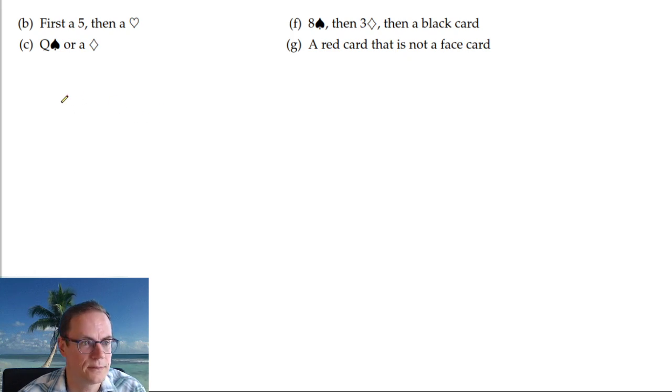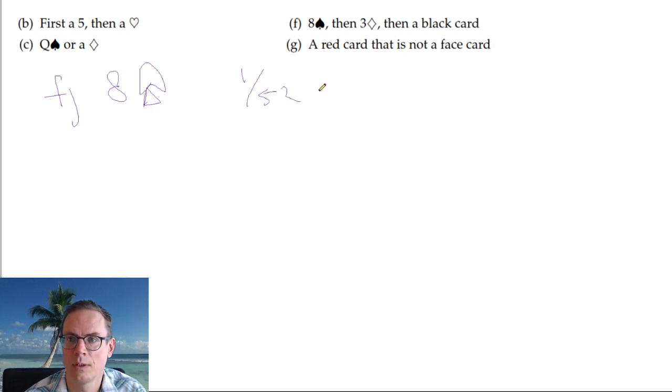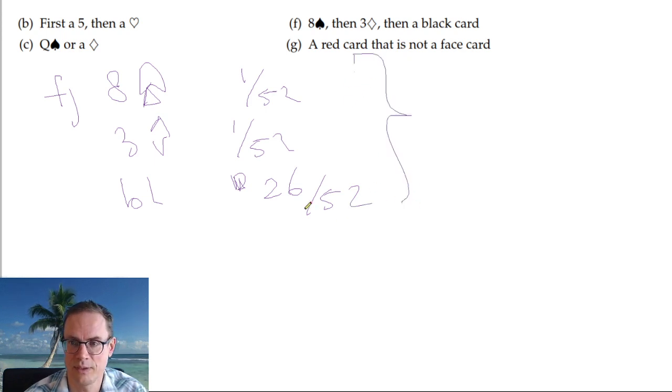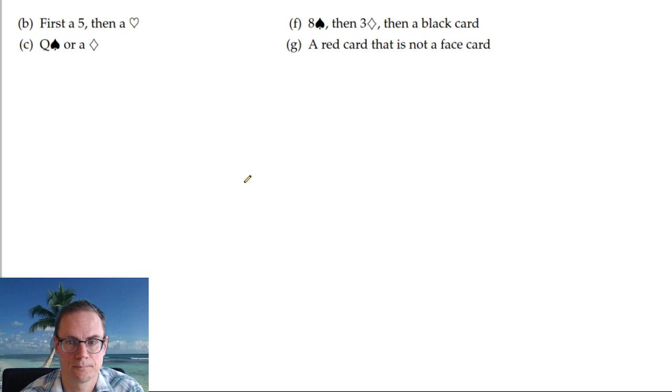Look at F, for instance. F says, first we grab the 8 of spades. Well, that's very rare. That's 1 in 52. Then the 3 of diamonds. That's also very rare, 1 in 52. And then a black card. Well, that's not so rare. That's half, 26 out of 52. So we multiply these 3 things with each other. All right, so I think that the card business should be doable.